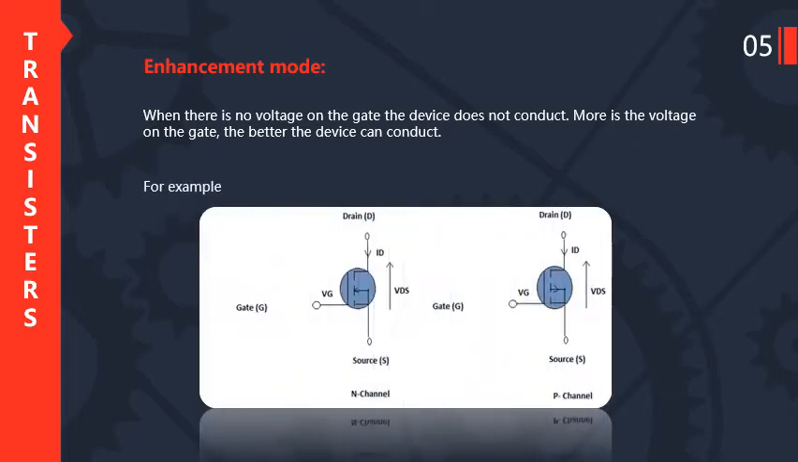For example, this is the diagram, symbolic representation of N-channel and P-channel MOSFET. If the VG is increased, so the VDS also increases.